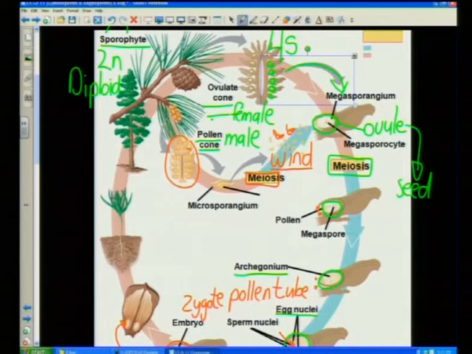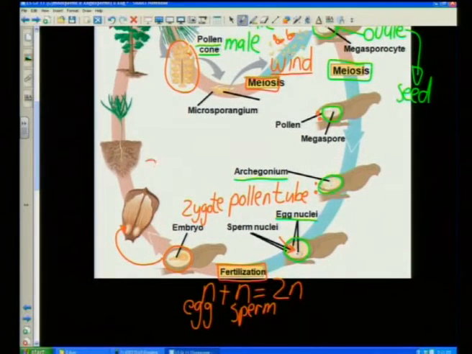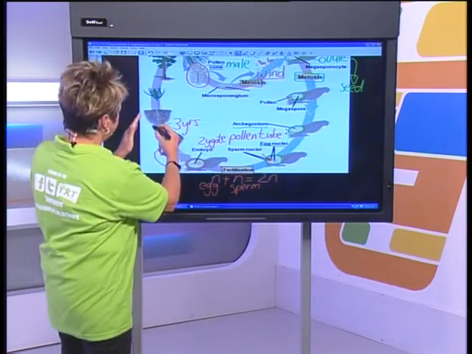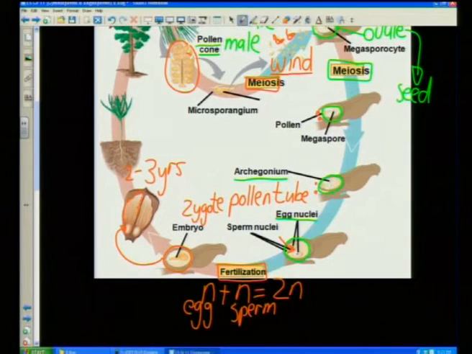So what's going to happen now? That cone, round about the third year, so 2 to 3 years, that's how long it takes for the female cone to produce its eggs, for fertilization to take place, and for the seeds to be formed. Then this whole cone will open up, and the little seeds have got these wings. They're going to open up, and the seeds will now be dispersed also by wind. These seeds will land on suitable soil, and it will develop into a seedling.